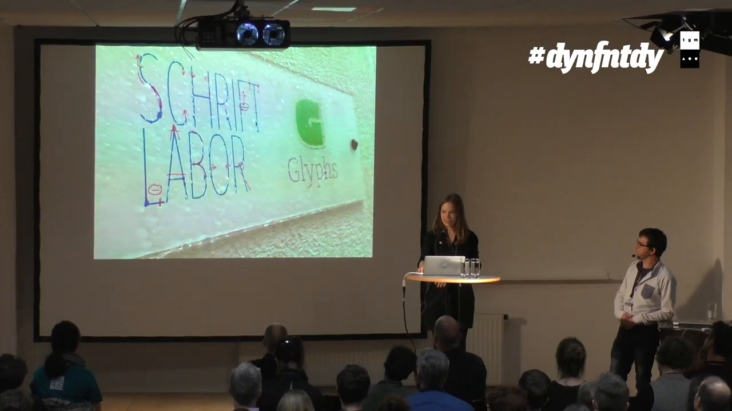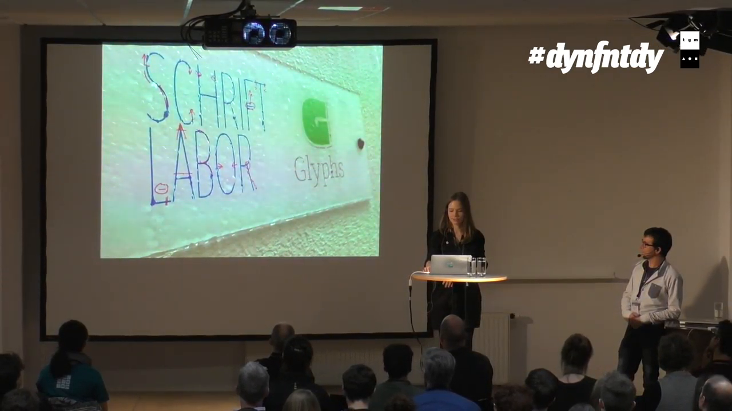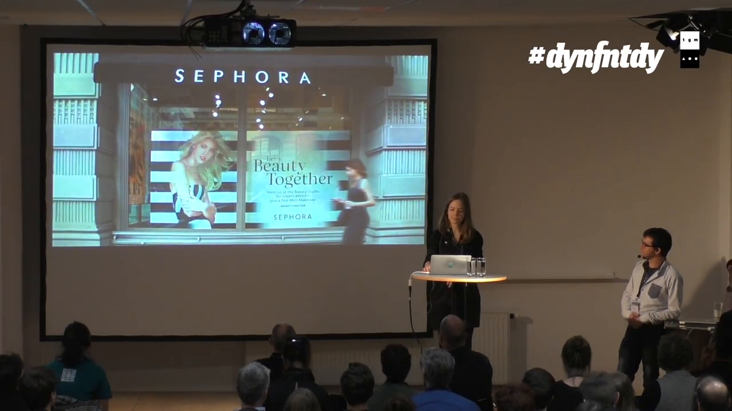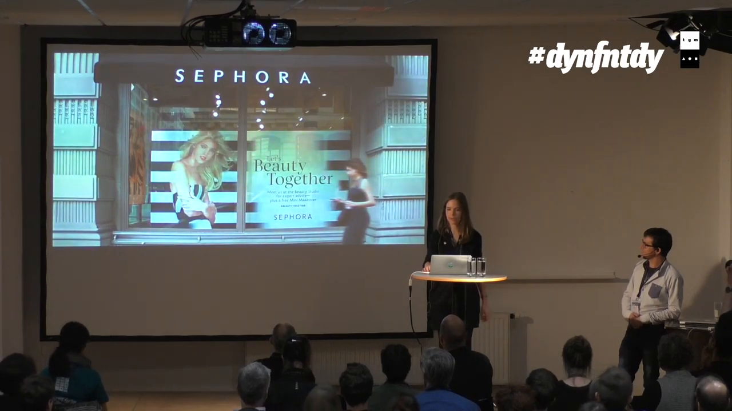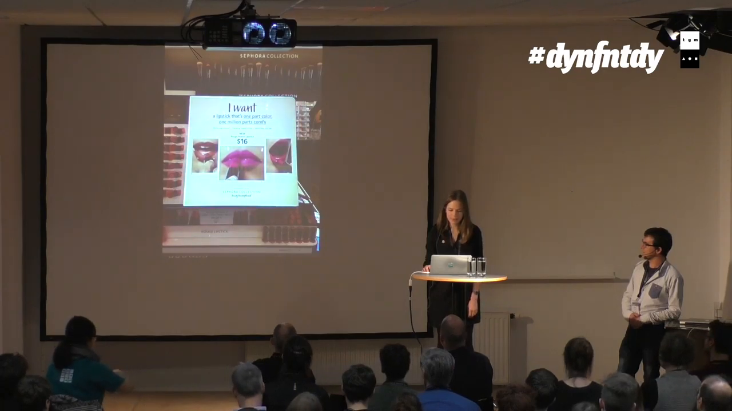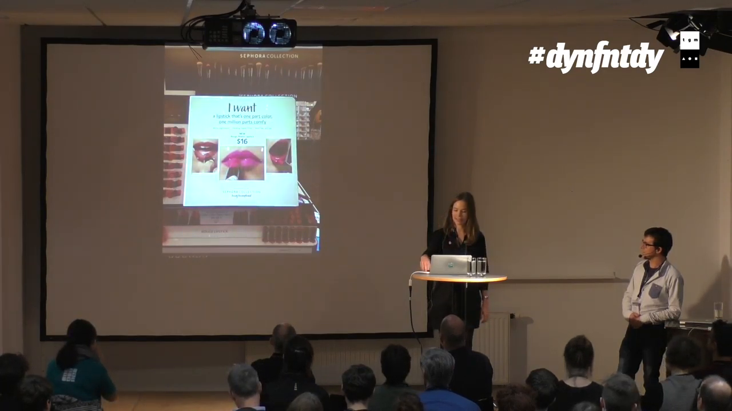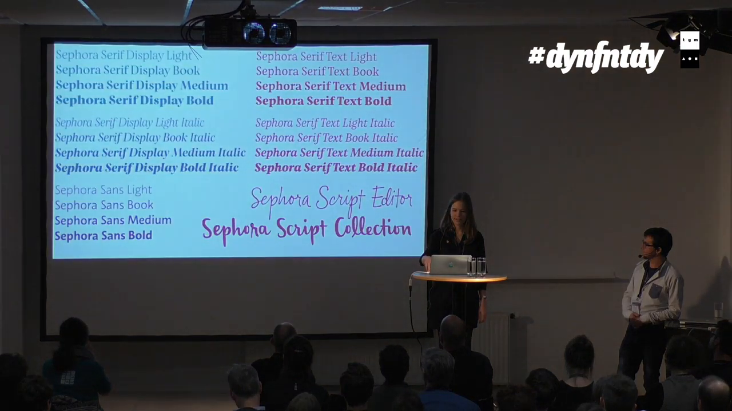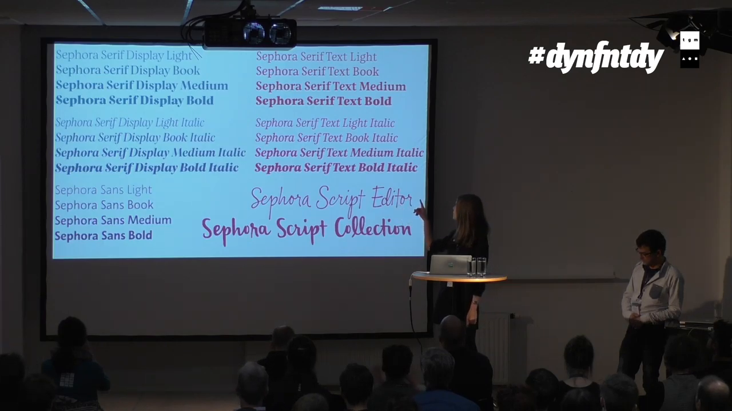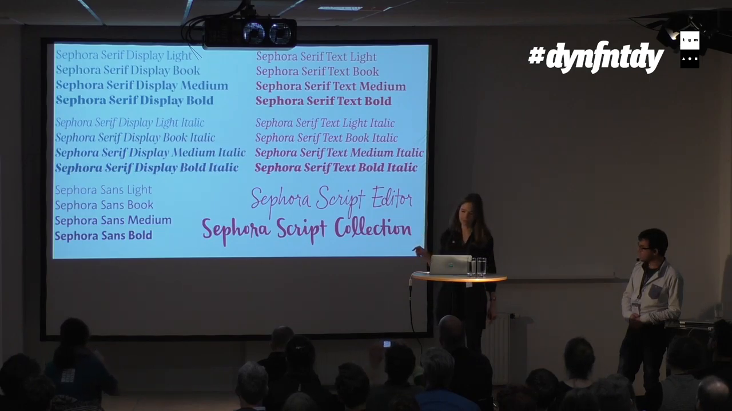We do custom type. Our latest project was for the beauty retailer Sephora. It was a collaboration with Mucca Design in New York, and we worked on a super family of 22 fonts. Here's how it's been used. We were really excited to photograph this in Seattle a couple months ago. And this is the super family. It has display weights in upright and italic. It has a serif text in upright and italic, a sans, and two script fonts.